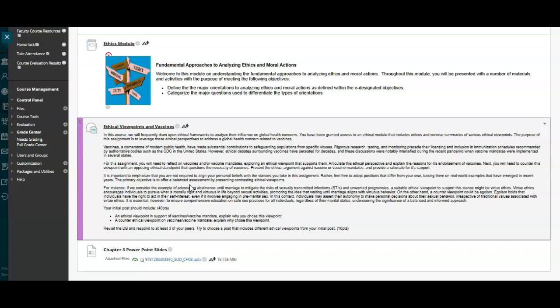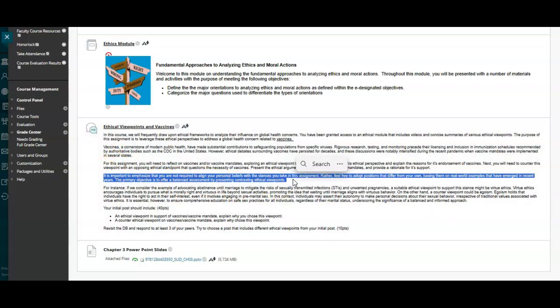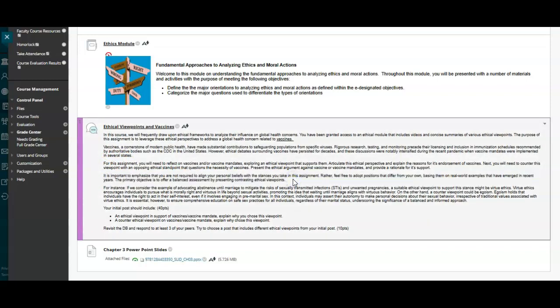One thing I want to stress, and I'm going to highlight it: you are not required to align your personal beliefs with the stances you take in this assignment. You could choose something totally different than the way you actually believe, and it would give you a chance to push yourself a little bit and take on an outside perspective than what you would typically feel. But you can also look at your own personal beliefs, just remember that we're not taking anything personally. There's no personal attacks, and this is not about anybody's character or own personal belief system. That's the really important thing to remember for this.